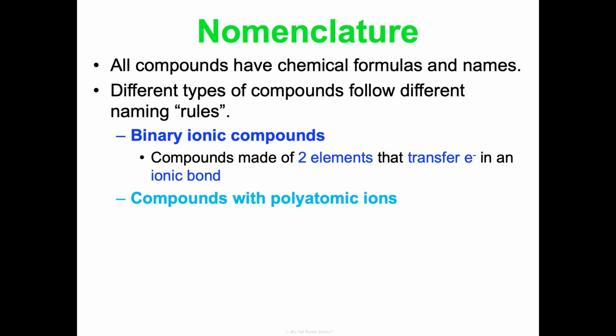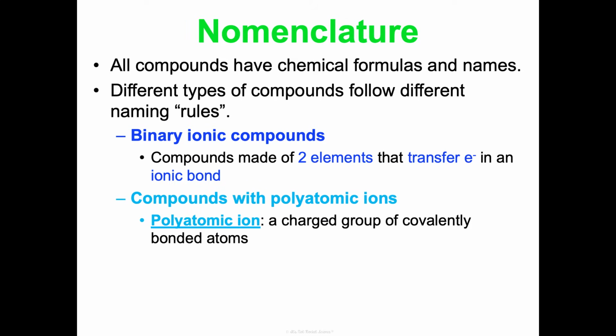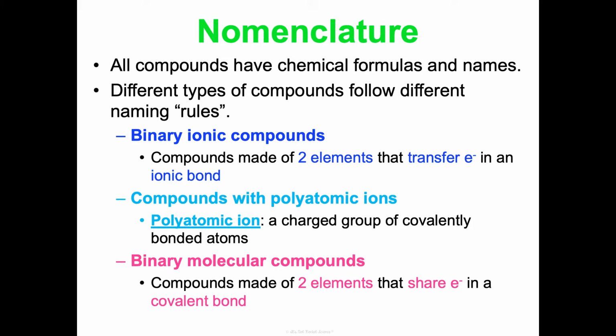And then we've got the ionic compounds that have polyatomic ions in them. A polyatomic ion is a charged group of covalently bonded atoms, but it has a charge, so that's why it forms an ionic bond. And then we also have binary molecular compounds, which are compounds made of 2 elements that share e- in a covalent bond.